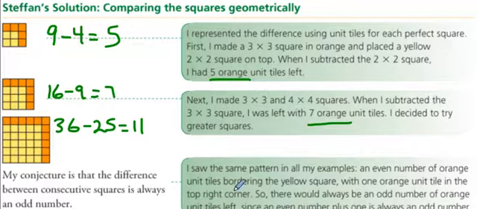You could say that your conjecture is that the difference between consecutive squares is always odd. Your conjecture could be that they are always prime numbers. Those are conjectures that you can make from the 3 examples that we've done.